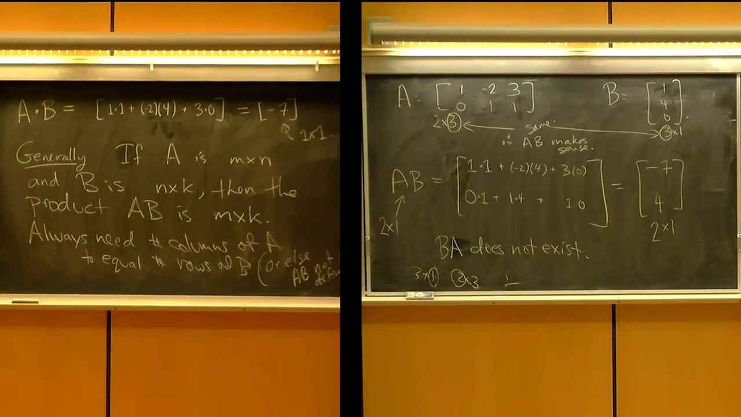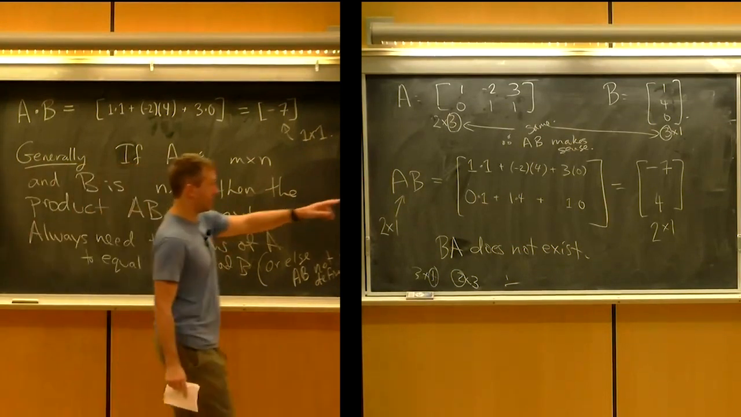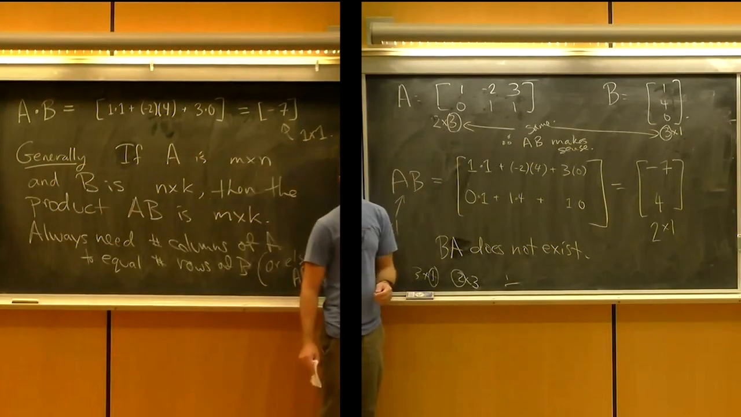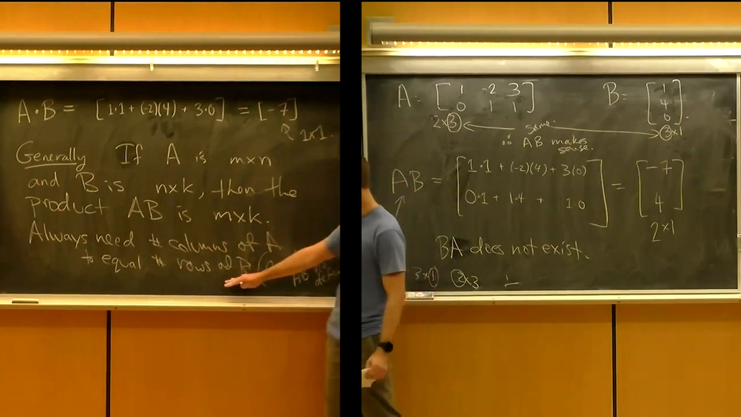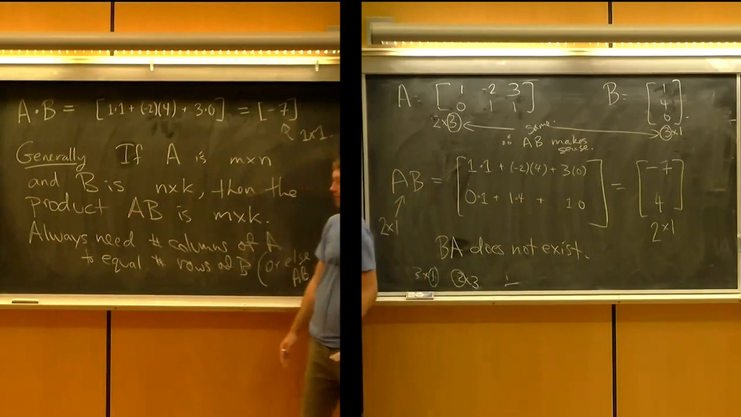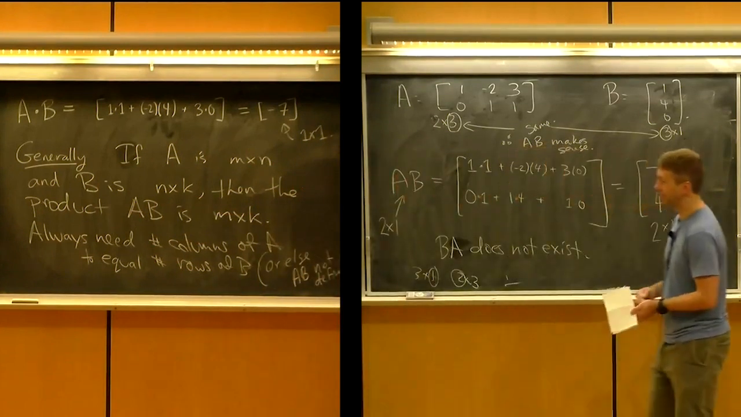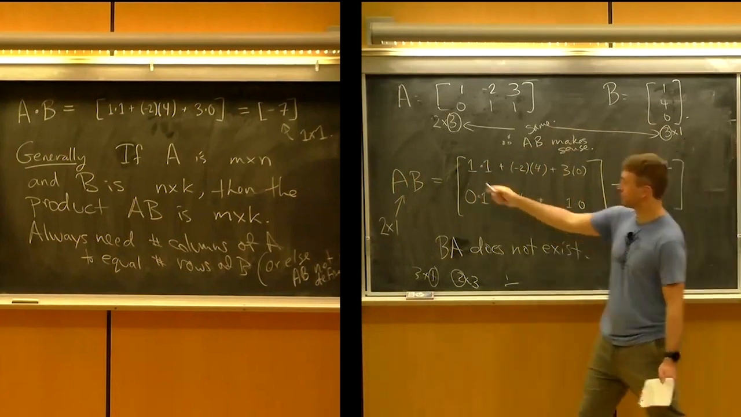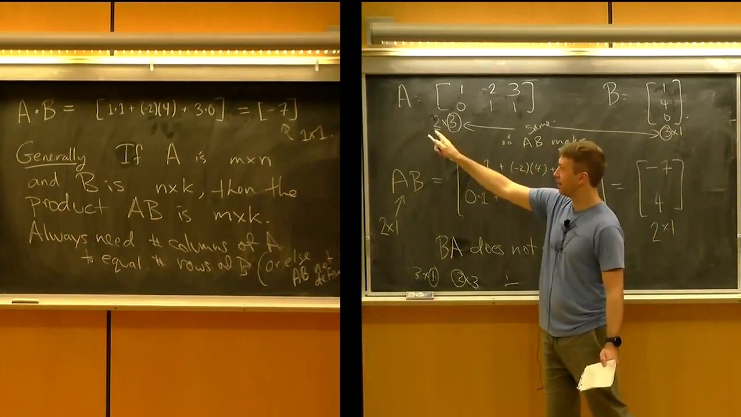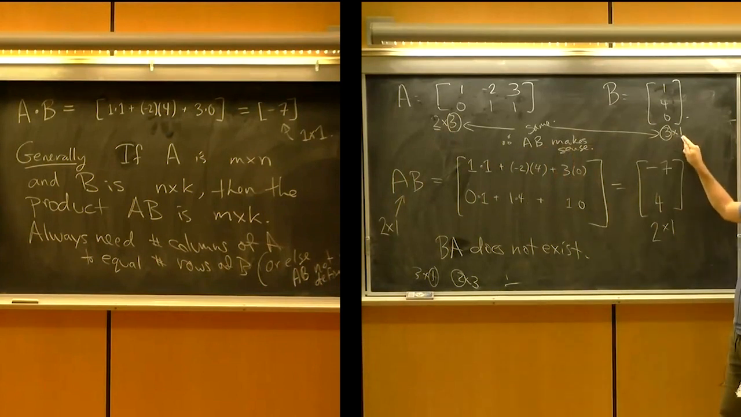Any questions about this? So the number of columns of the first one must equal the number of rows of the second one. Yeah, so you always need the number of columns of A to equal the number of rows of B if you want to do A times B. And then the size of the resulting matrix will be the number here by the number that's here. It's kind of a weird operation, right?